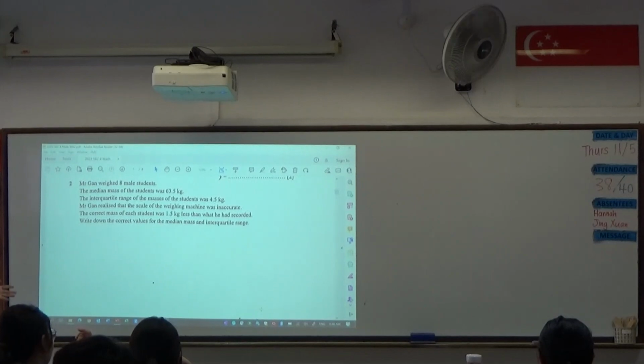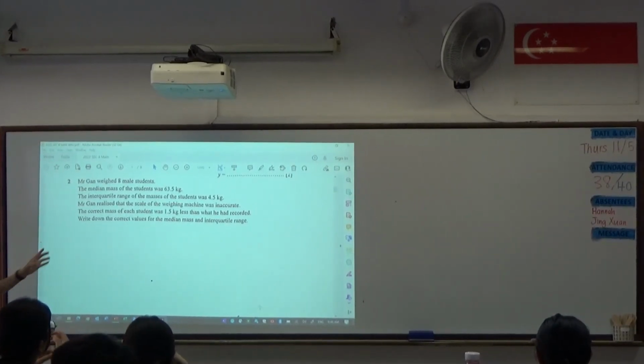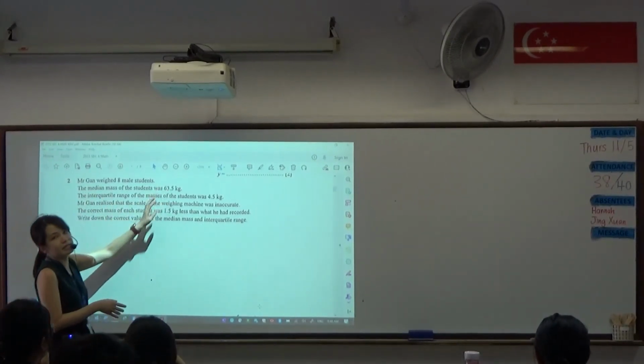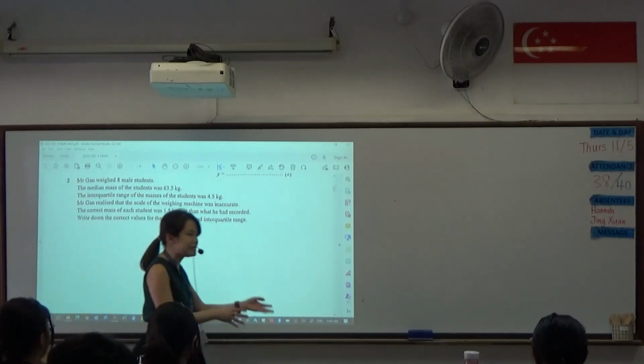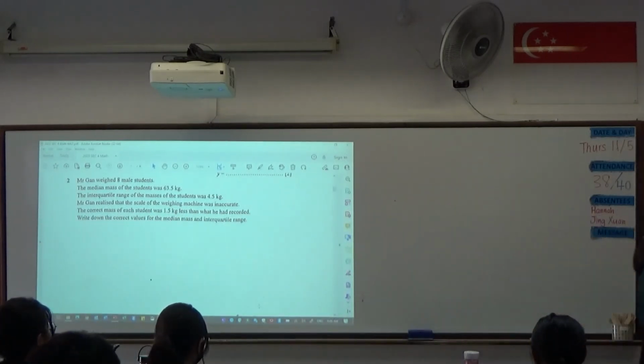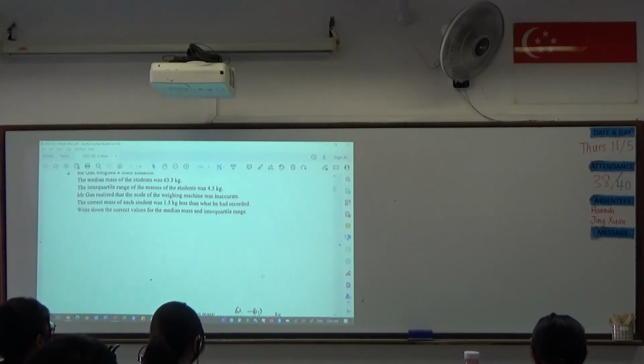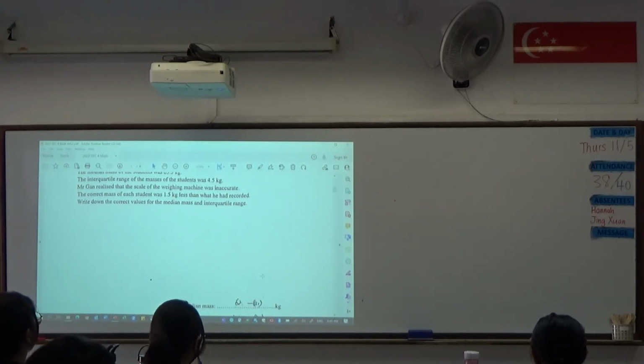Itself, everyone goes down by 1.5 kg. The median here is actually the data value of a particular person, or maybe the average of the middle two people, but regardless, everyone is being dropped by 1.5 kg, so the median should drop by 1.5 kg. That means we take 63.5 minus 1.5, and we get 62.